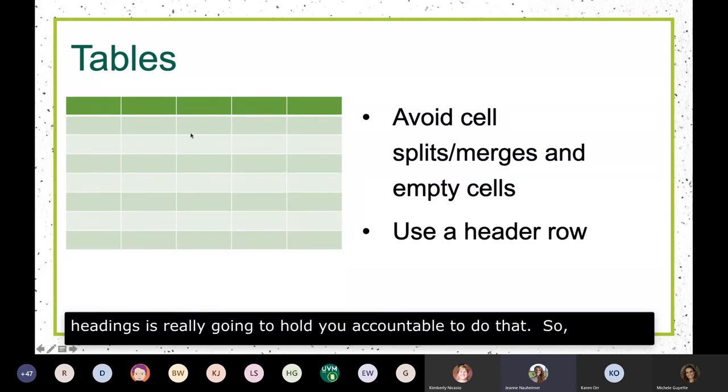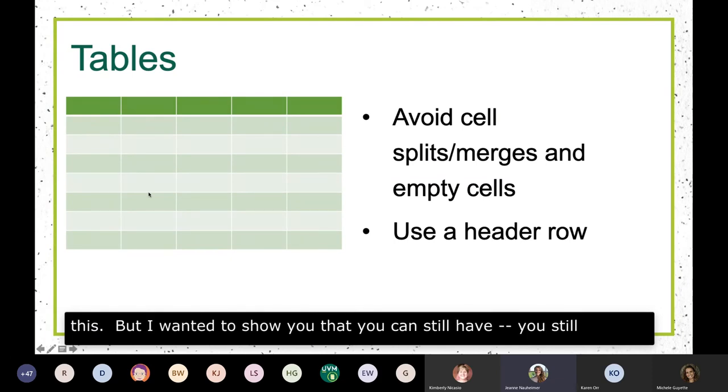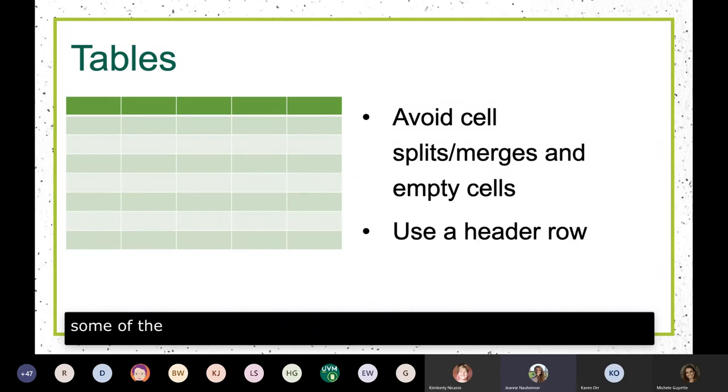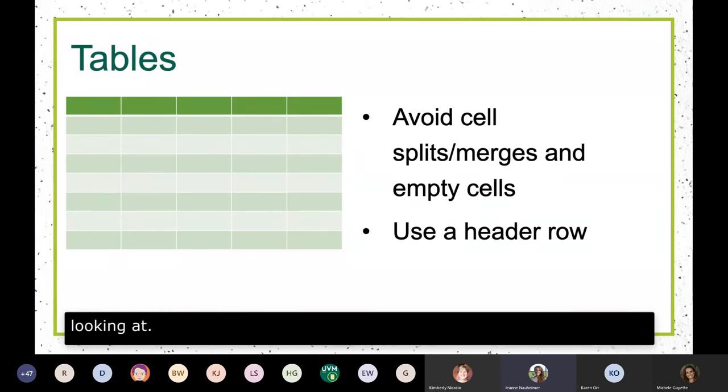So this image right here on the slide is just a blank table. So that's not very accessible. A screen reader wouldn't really know what to do with this. But I wanted to show you that you still can use some of the features that enhance it stylistically. Having some of those branded colors in there can help. Having the different shading between rows helps make sure that you're keeping your eye on which row you're looking at. I know that they can be intimidating, but the more that you use them, the more comfortable you will get with them.